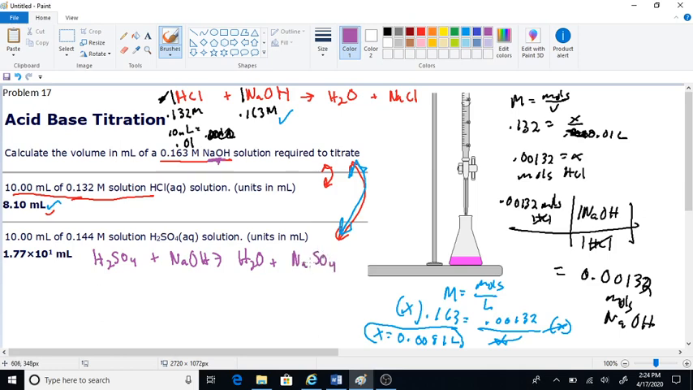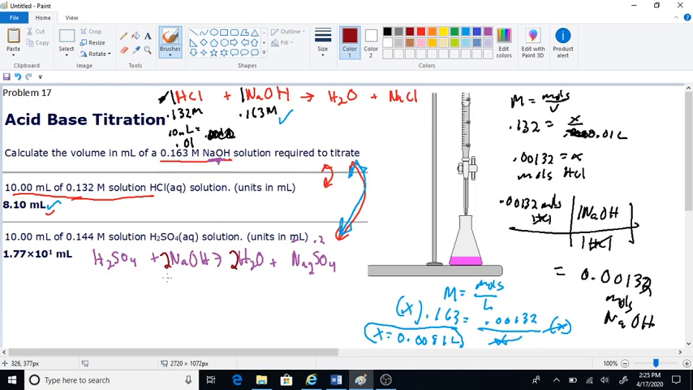Now wait, I said fix the compounds first. Sodium is a +1. Sulfate is a -2. So you have to have two of these, so it's Na2SO4. Now we have to balance. We need a 2 here, and a 2 here, and we're balanced. Old school stuff, right?